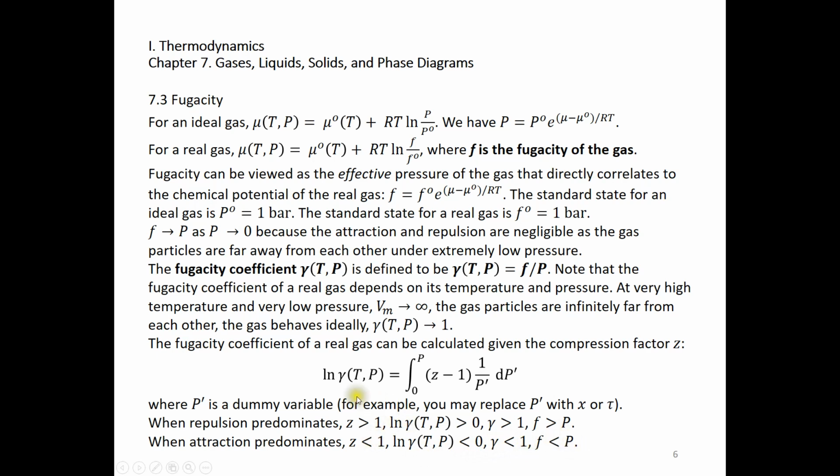So let me repeat, if repulsion predominates, PV is greater than nRT, z is greater than 1, the compression factor is greater than 1, the fugacity is greater than pressure. When attraction predominates, the compression factor is less than 1, and the fugacity is less than the pressure. And it's just because in this fugacity, we include the attraction and repulsion factors.